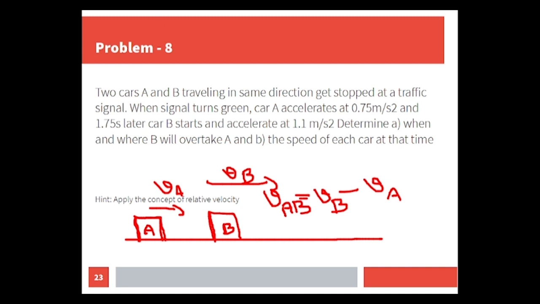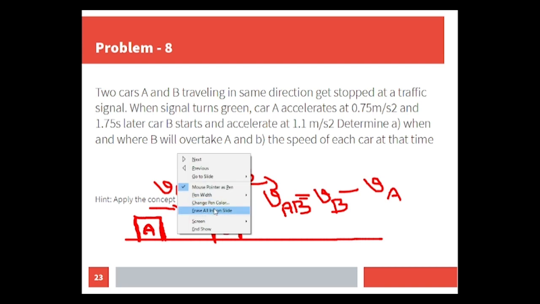So what does this actually mean? It means at what velocity B will be moving when the observer is in A. Imagine two cars, car A and car B. When a person in car A looks at car B, what will be the velocity of car B? That's called the relative velocity of B with respect to A. So you can use this concept to solve this problem.